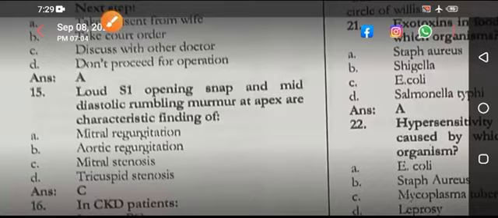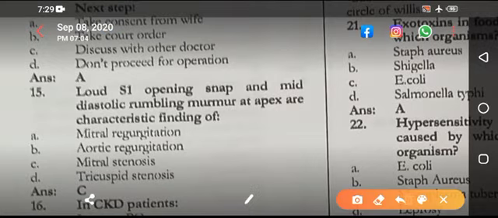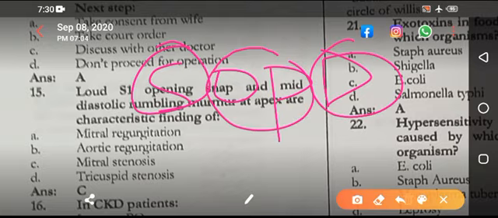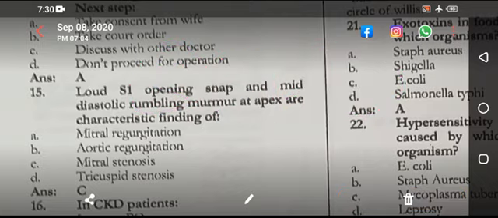Loud S1, opening snap and mild diastolic rumble murmur at the apex are characteristic. This is absolutely SOPD. So what is SOPD? You are having loud S1, the opening snap and the diastolic rumble. That is the SOPD. That is for mitral stenosis. Loud S1, opening snap, diastolic rumble.